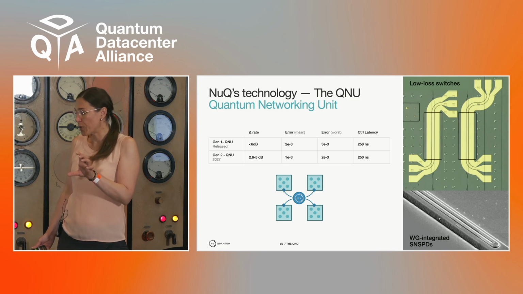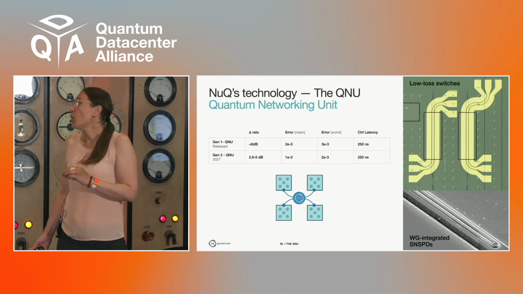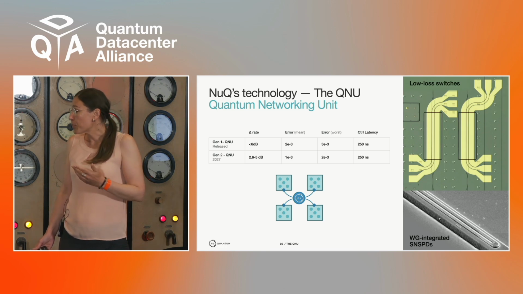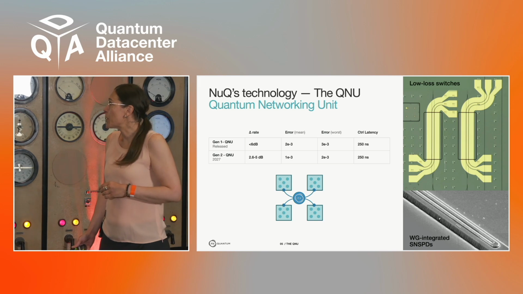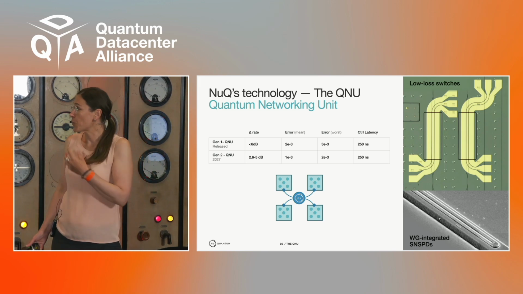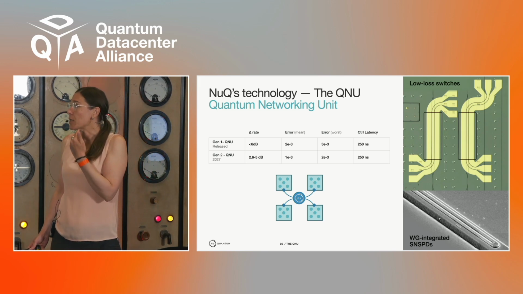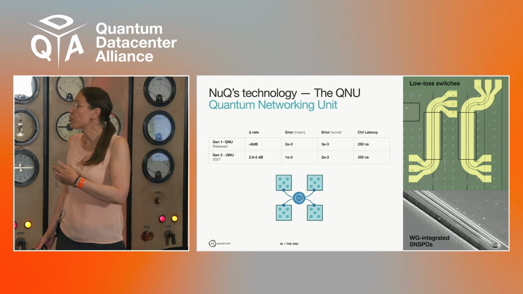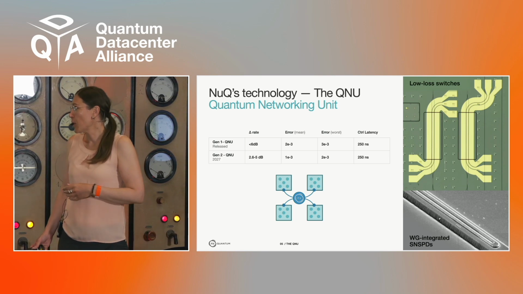losses of 0.5 dB per switch with very, very low switch crosstalk, better than 30 dB, and up to 35 dB we've measured, which do mean that we can, with this generation of device, hope to achieve much better entanglement rates, but also reduce the error introduced by this switch layer.